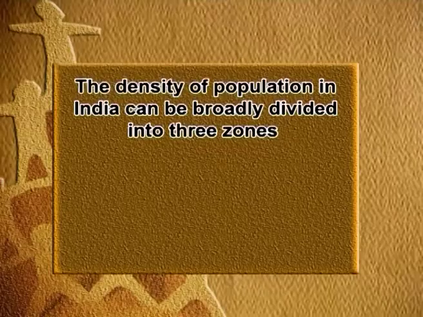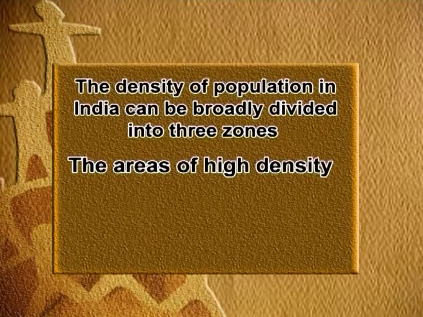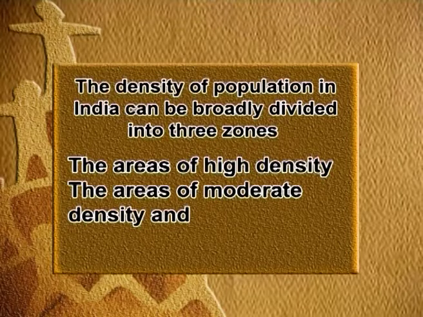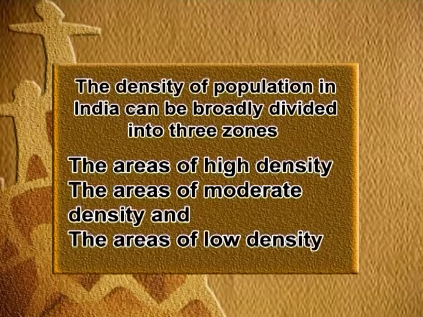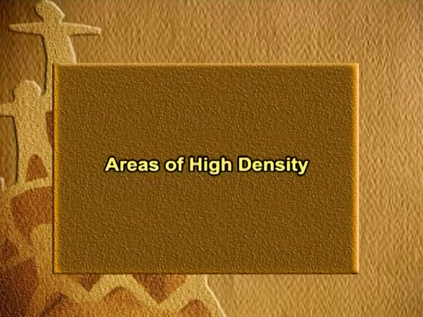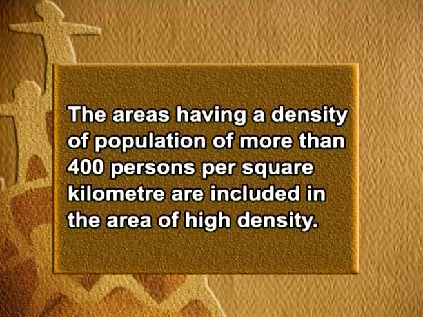To analyze the population density at state level: on the basis of availability of state level data, the density of population in India can be broadly divided into three zones: the areas of high density, the areas of moderate density, and the areas of low density. Areas of high density. The areas having a density of population of more than 400 persons per square kilometer are included in the area of high density.